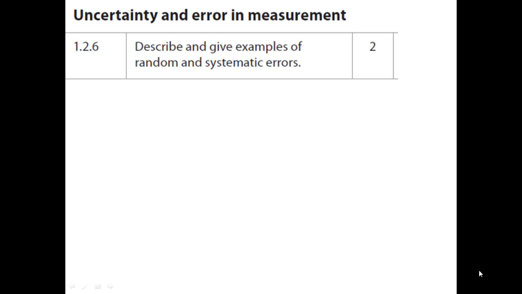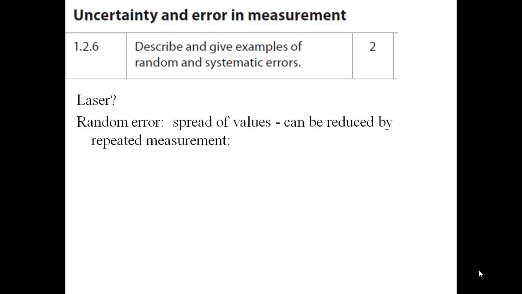Now we need to look at uncertainty and errors in measurement. We have to describe and give examples of random and systematic errors. So if we get a spread of values, we can reduce this random error by taking more values and then finding an average. So we basically find out what is the average value, and if it's accurate, then we should get the real value. This is a random error. This is where the values are spread around an average point.